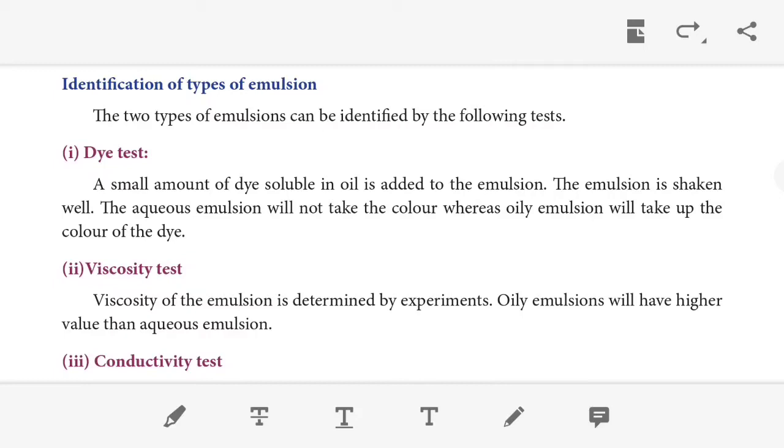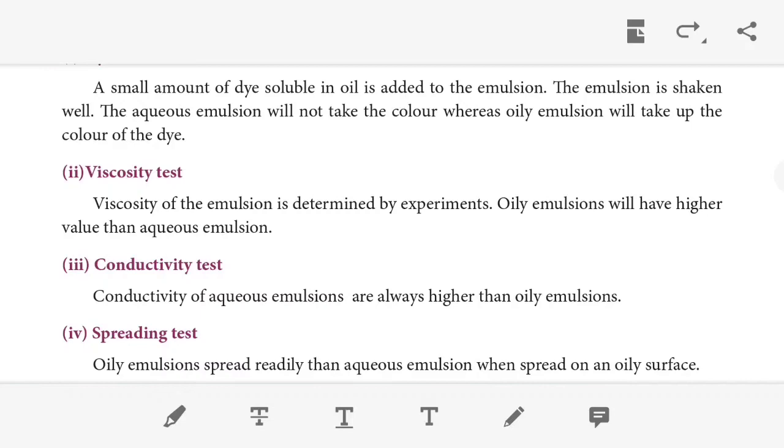The aqueous emulsion will not take the color, whereas the oily emulsion will take up the color of the dye. So the small amount of dye soluble in oil is added to the emulsion, and the emulsion is shaken well. This is the way to identify the types of emulsion.